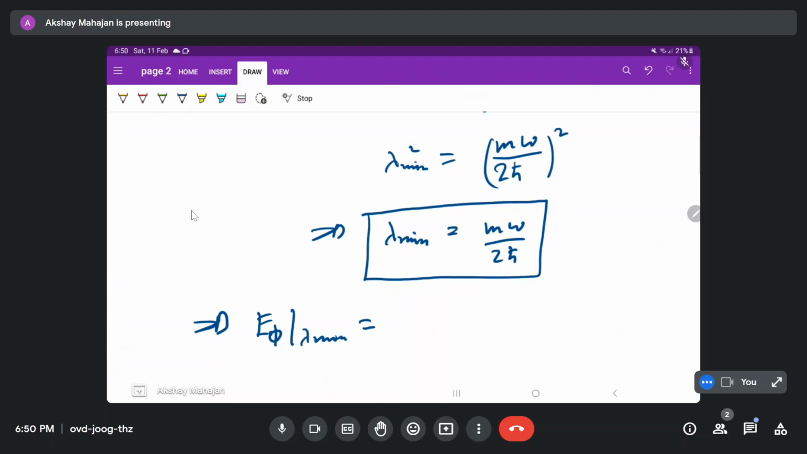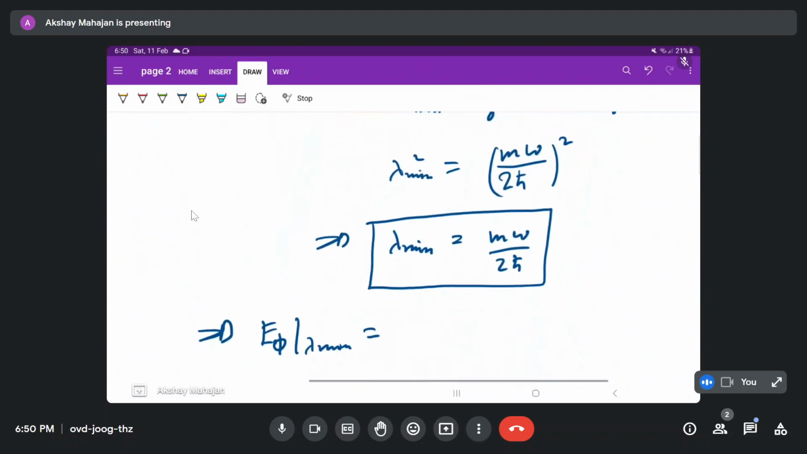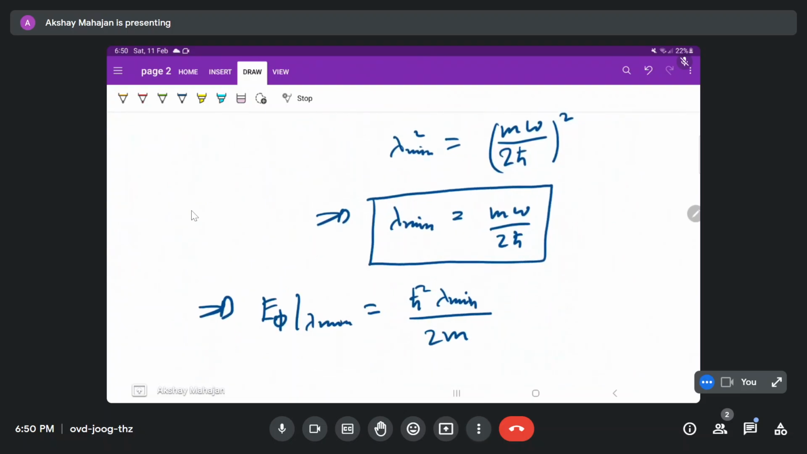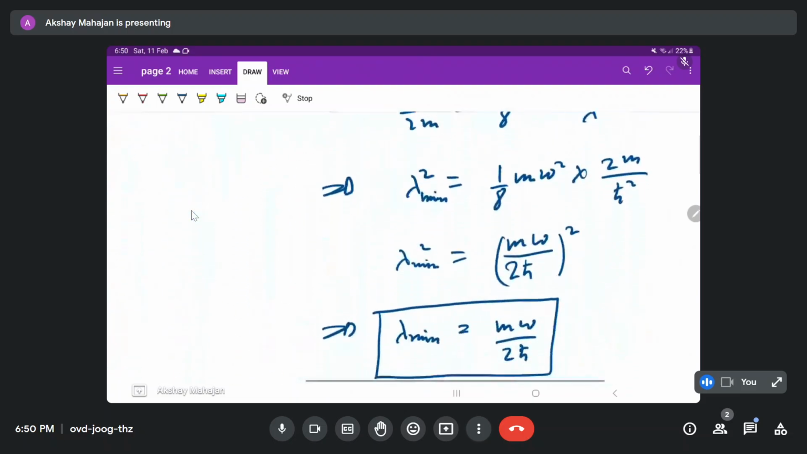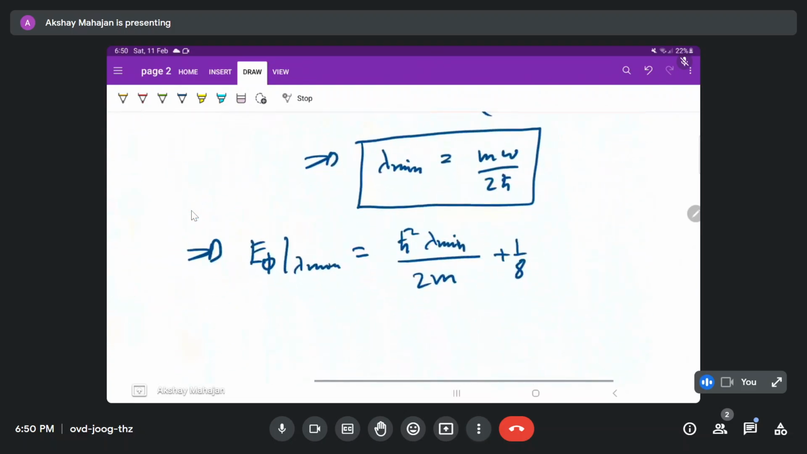As you remember, this is our E5. Our E5 will be equal to h cross square lambda min divided by 2m plus 1 by 8 m omega square by lambda min.